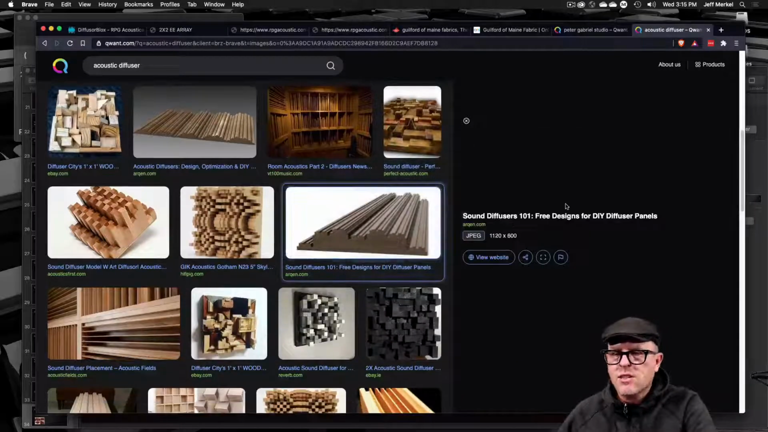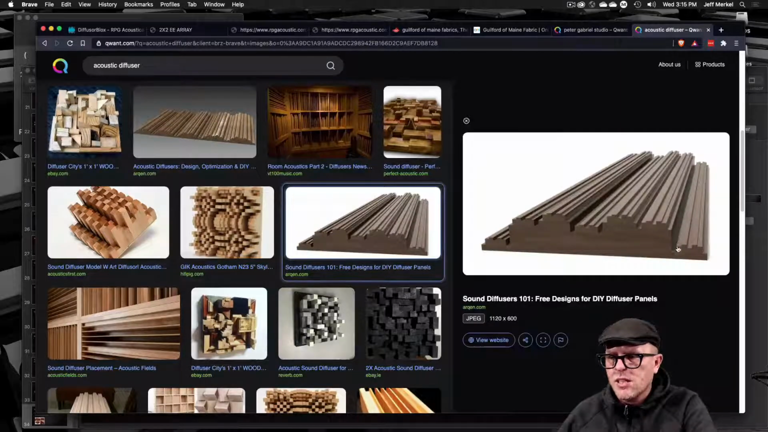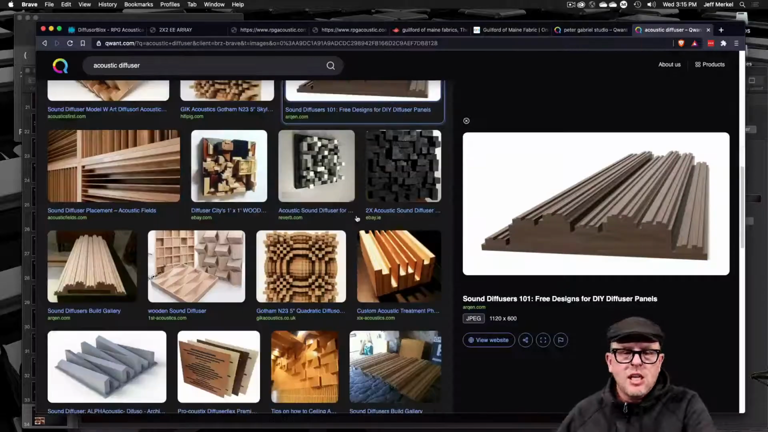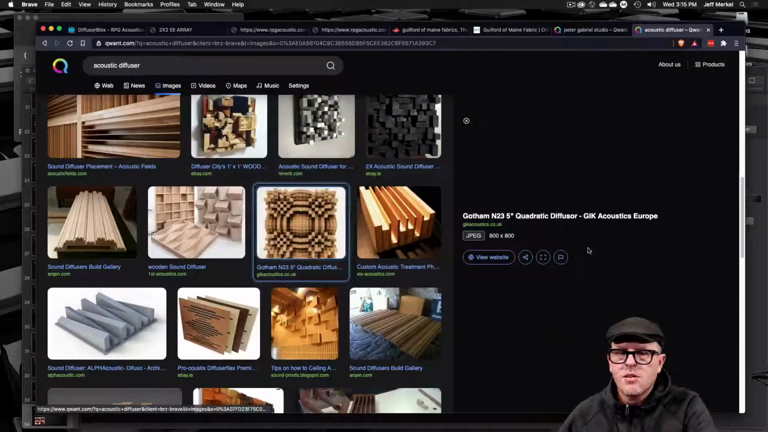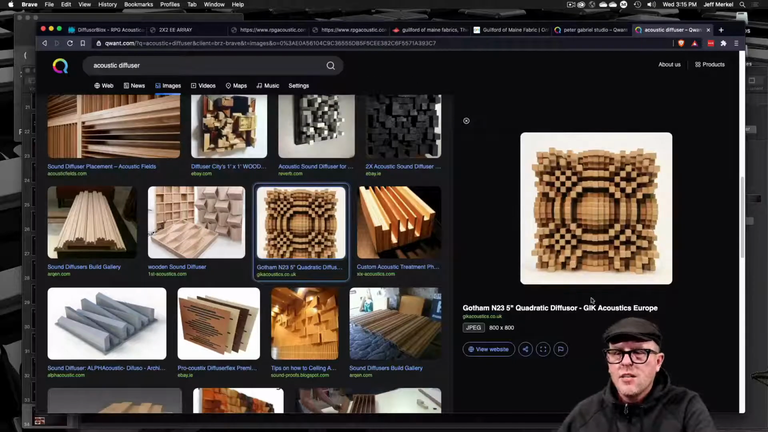I've seen this one. This is a fractal-based version. So we see the different protrusion fractals, but again, without the wells. That one's pretty cool. Quadratic QRD. GIK Acoustics, they make some pretty expensive ones.